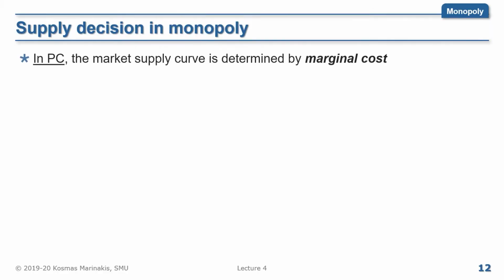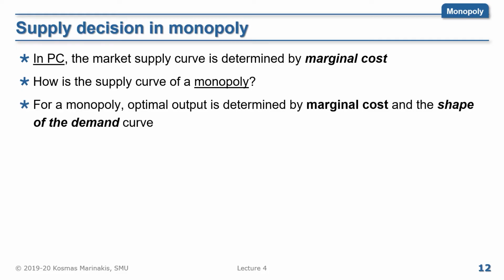So in PC, the market supply curve is determined by marginal cost. How this is going to work for the monopoly optimal output is determined by the marginal cost and the shape of the demand curve, which yields the marginal revenue curve. So what is the supply curve in a monopolistic situation?